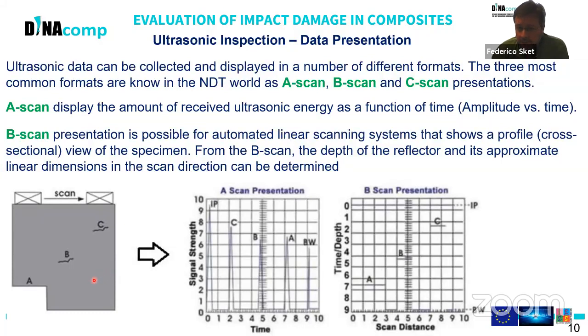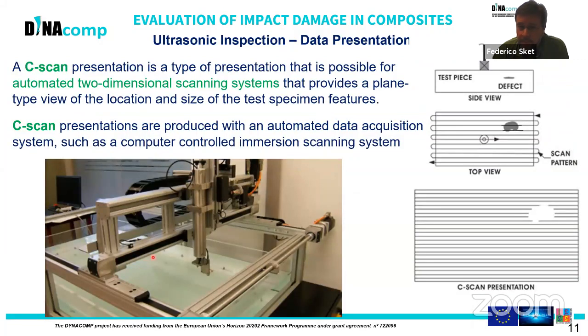By plotting the time, that can be converted to depth if you have the sound speed in the material. If you plot the depth as a function of the scan distance, you can have approximate linear dimensions in the scan direction of the workpiece, and the size of the defects can be determined.